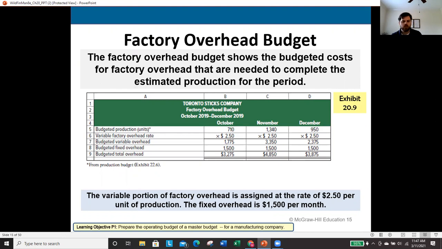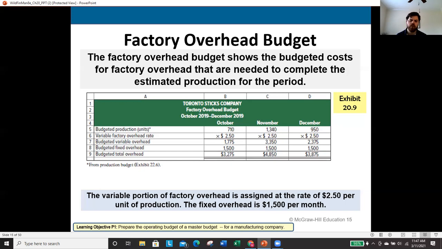So in this case, we will need to figure out the total overhead needed for each month. And the way that we will do that is by taking my number of units that have to be produced from my production budget for each month times whatever my variable factory overhead rate is per unit. And that will give me the variable overhead component for each month.